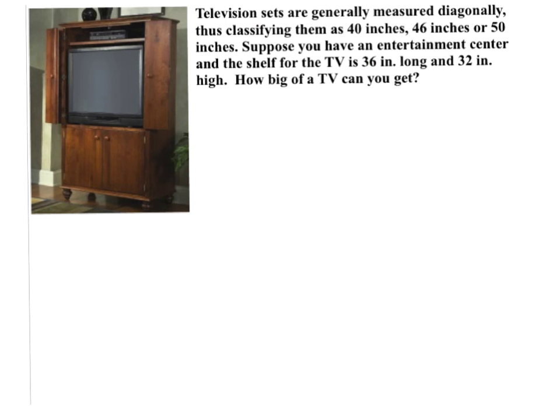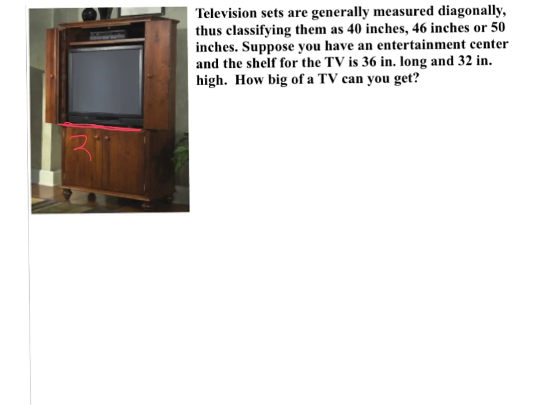Moving on here, another practice problem that we can do with the Pythagorean theorem and its converse is one like this. So if I have a television cabinet that I want to put a new TV in, I need to know that television sets are generally measured diagonally. So that means from corner to opposite corner, just like this here. And they'll classify them or market them as 40-inch, 46-inch, or 50-inch TVs. So let's suppose that my TV cabinet or the shelf that I want to put my new TV on is 36 inches long. So this part of my cabinet is 36 inches.